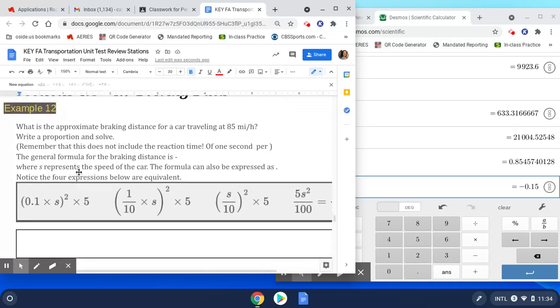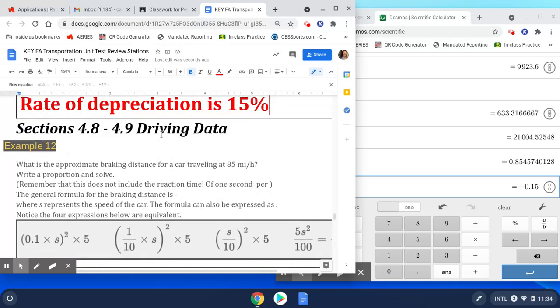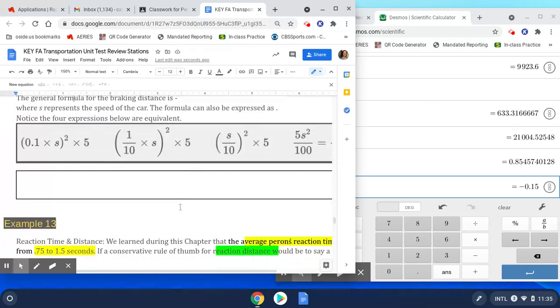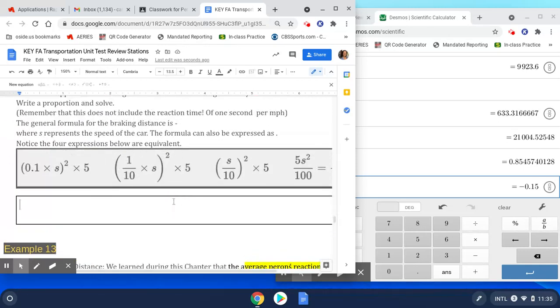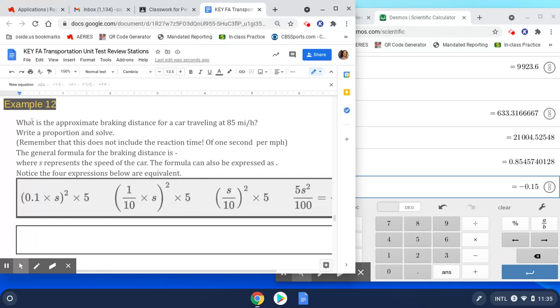Okay, last section. We did this one very brief, just in one day. What is the approximate braking distance for a car traveling 85 miles per hour? Write the proportion and solve. Remember, this does not include the reaction time of 1 second per mile per hour. The general formula for the braking distance is this. So notice the 4 expressions below are equivalent. So what is the approximate braking distance where S is equal to 85?